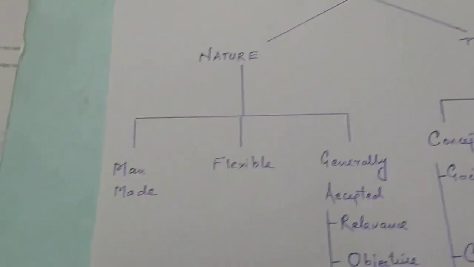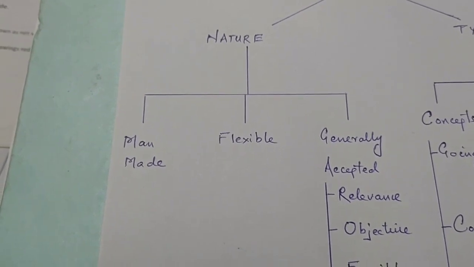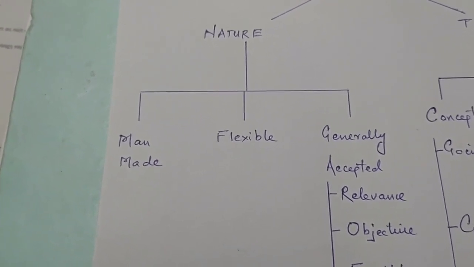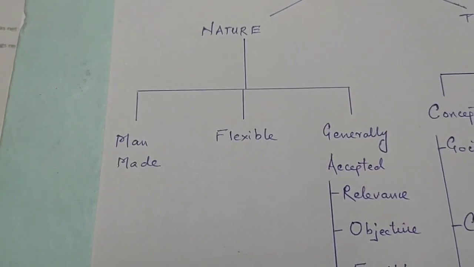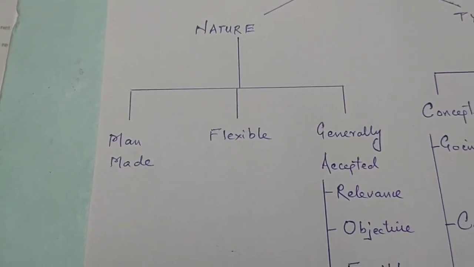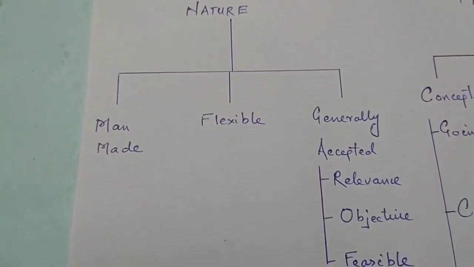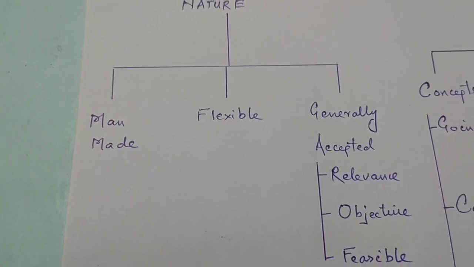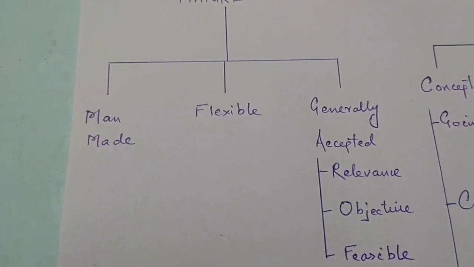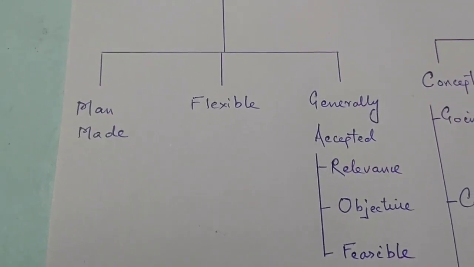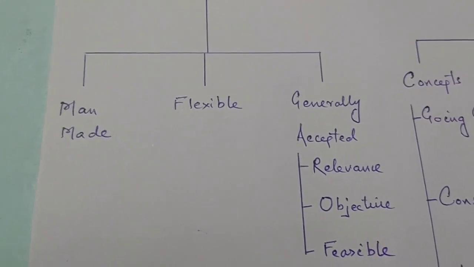The nature of accounting principles can be explained with three major points. The first one is that accounting principles are man-made. What does it mean? It means that accounting principles are not physical science principles. They are derived from experience and can be recommended for use for uniformity in accounting.